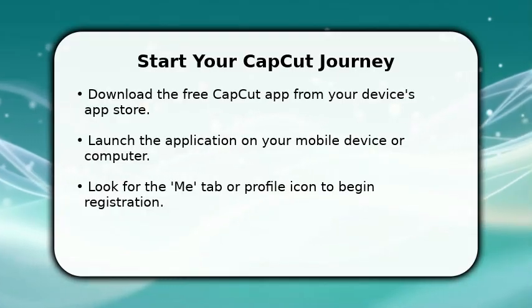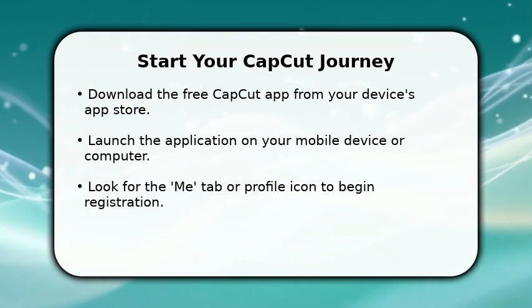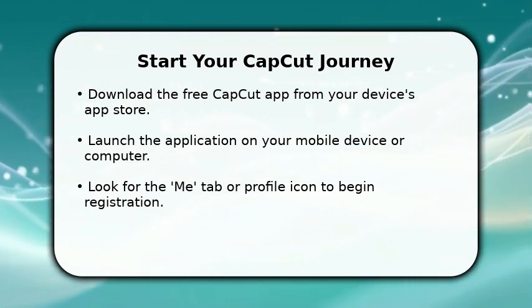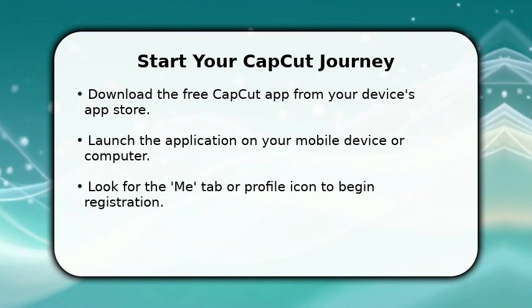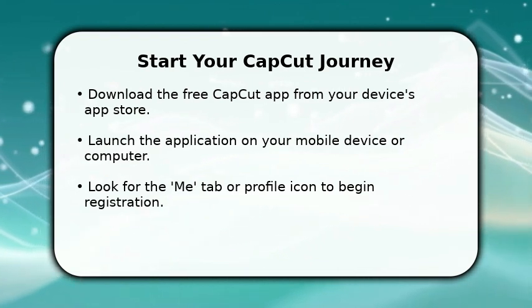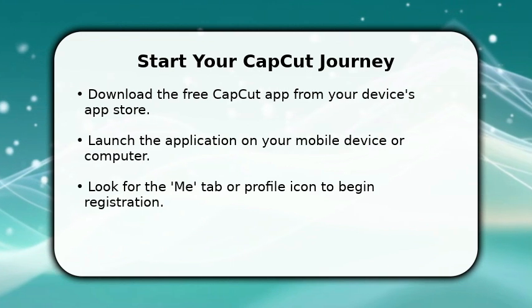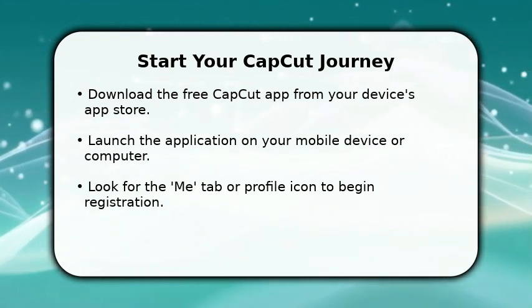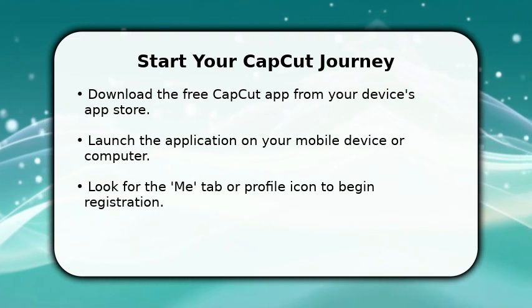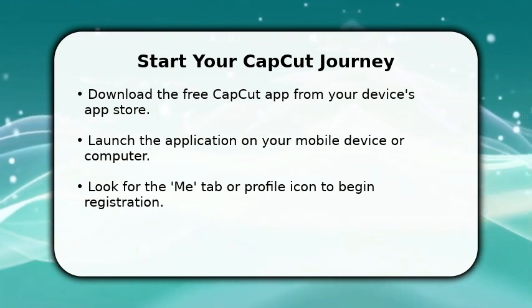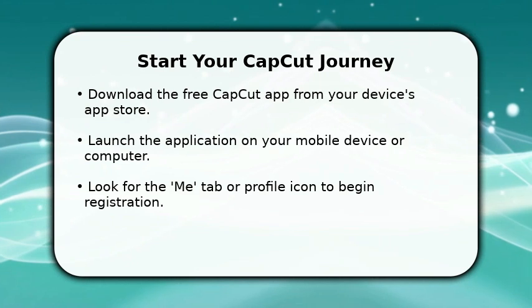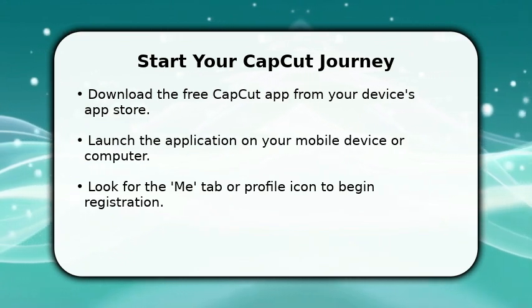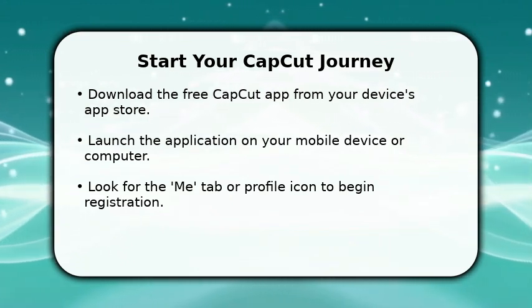In this video, I will explain how to sign up for Capcut. First, you'll need to download the free Capcut application from your device's App Store, whether it's for Android, iOS, or PC. Once installed, open the app. You'll typically find a Me tab or a profile icon, usually in the bottom right or top left corner, which is your gateway to creating an account.